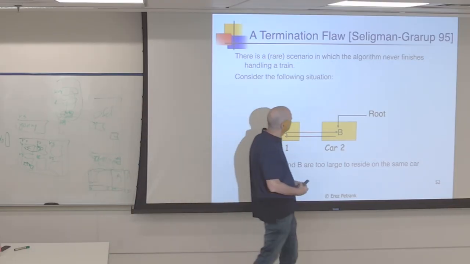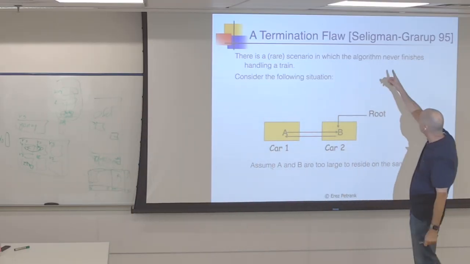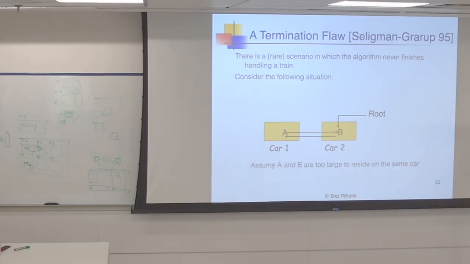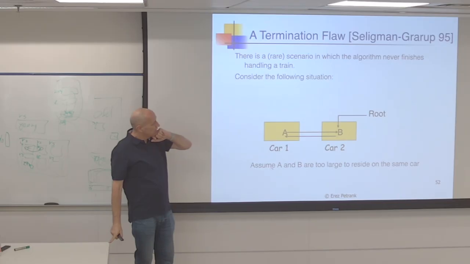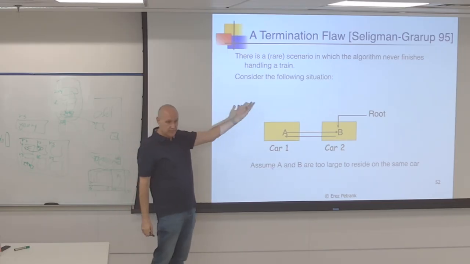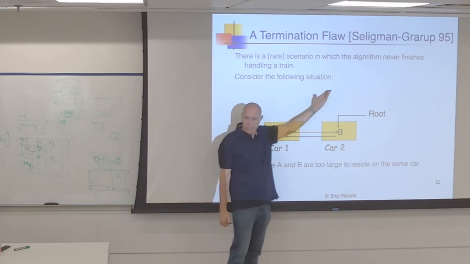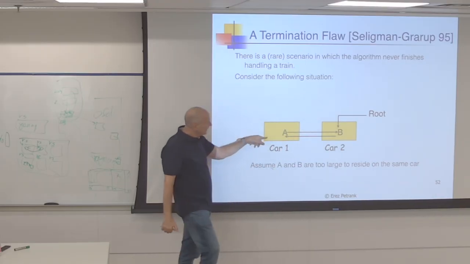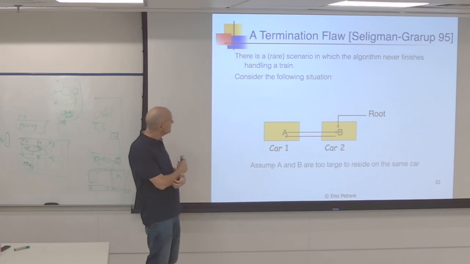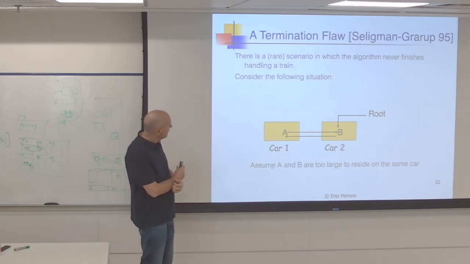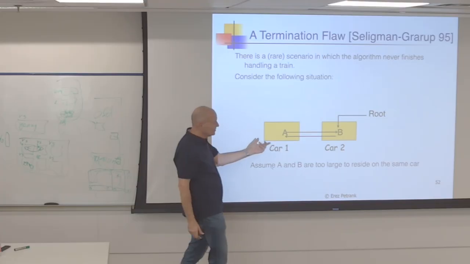Seligman was the master student, and he found this. Grarup was his advisor. And Seligman later went to work in Hotspot, where they created the most advanced JVM at the time. He found this problem and suggested a way to fix it, and that was his master's work. Let's see what's going on.